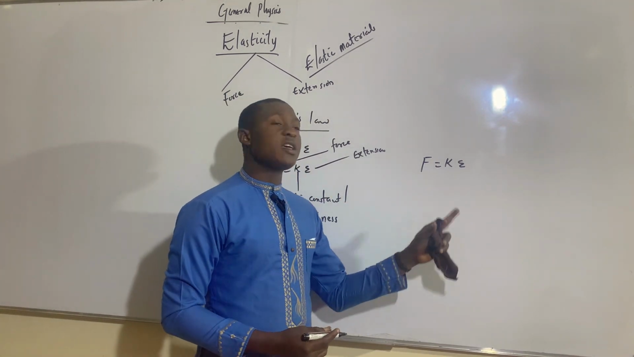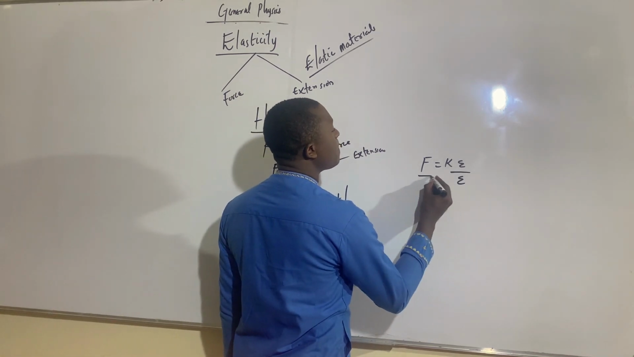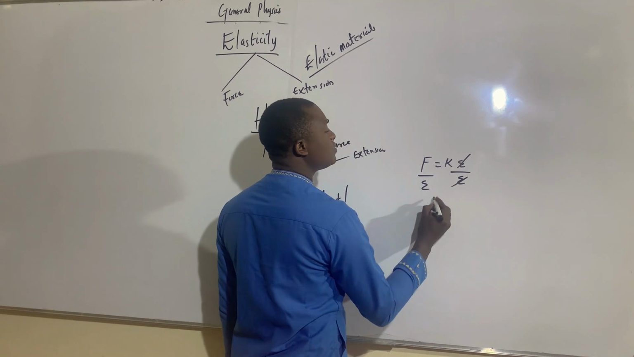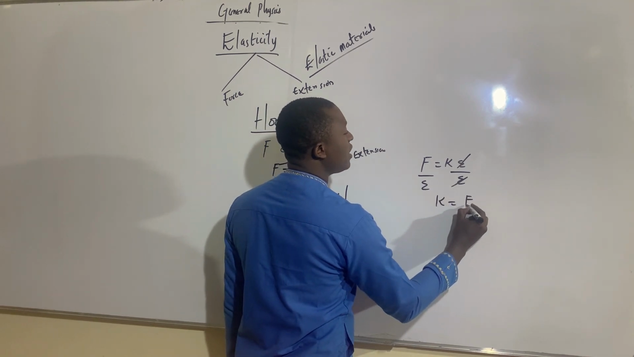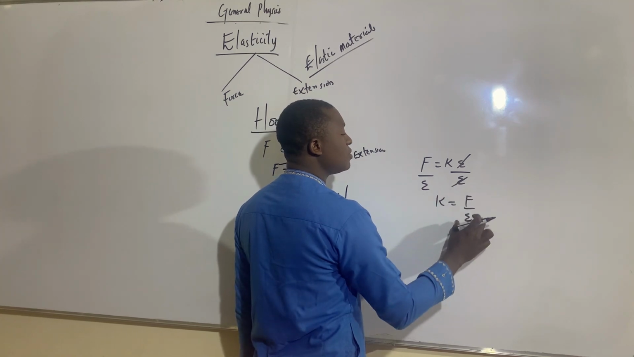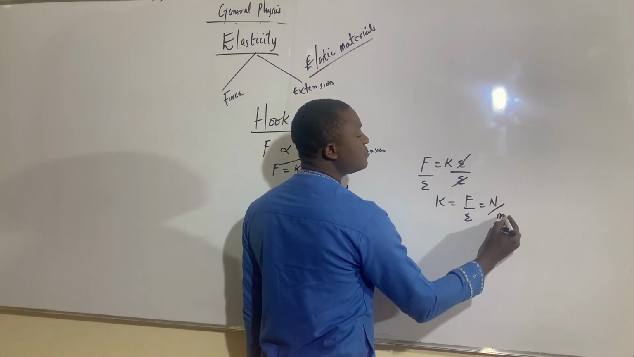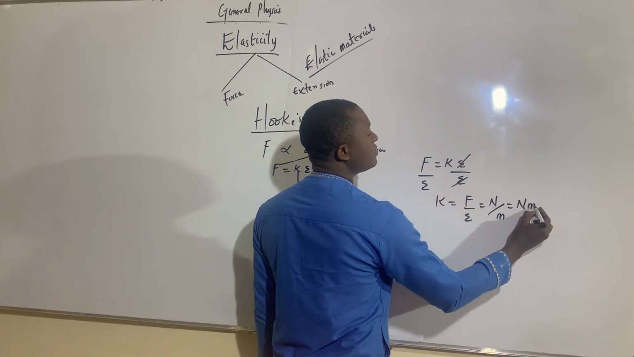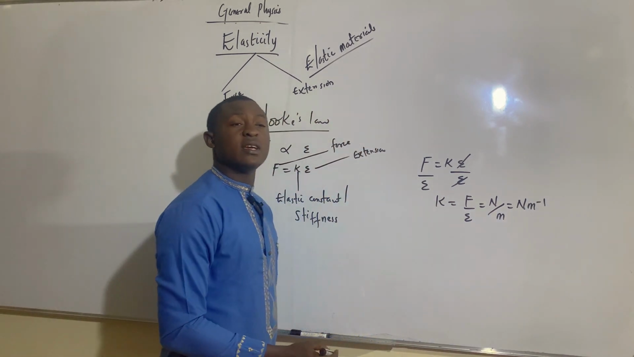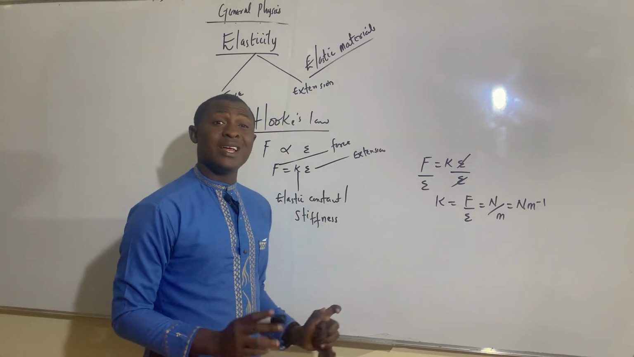If I make K the subject, I divide through by E. This cancels this, so I have K is equal to F over E. Now putting the units one after the other, we know force is Newton and extension is meter. So here we have Newton per meter. That's the SI unit of stiffness, which is an elastic constant.